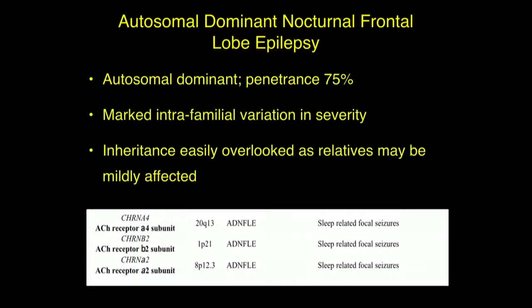Since then, another two subunits have been associated with a similar phenotype, and we know this is a type of epilepsy which is running in families, is limited to sleep. These patients have seizures only when they are asleep. Penetrance is 75%. There may be marked intrafamilial variation in severity, and this is often overlooked because these manifestations, if they are mild, as we will see in the video recordings, are misdiagnosed as behavioral episodes or sleep disturbances, not epilepsy.